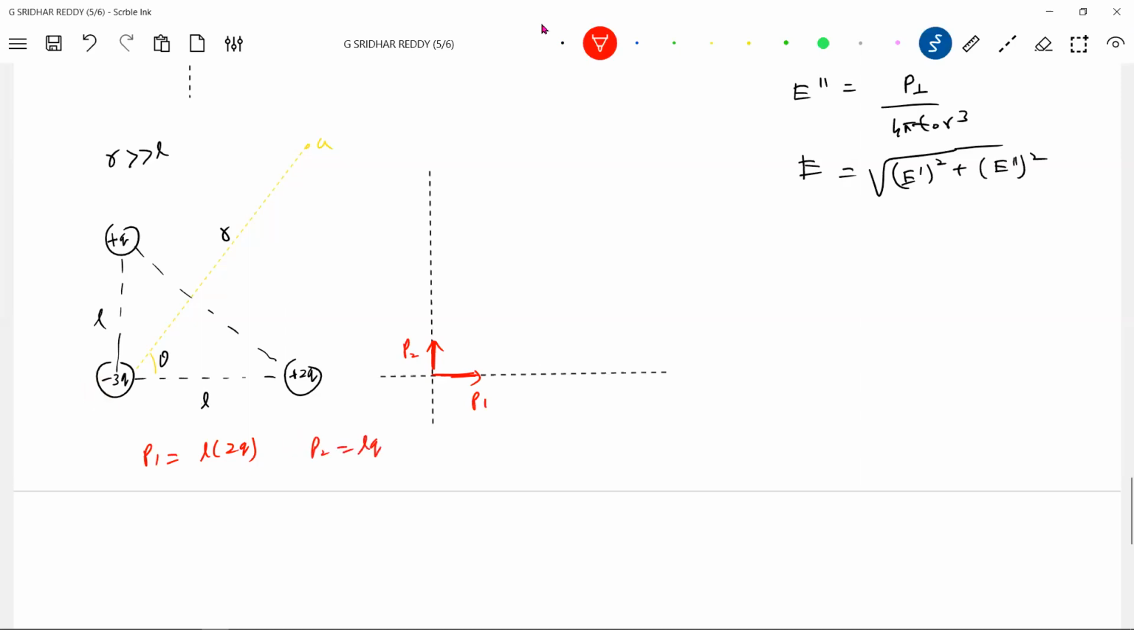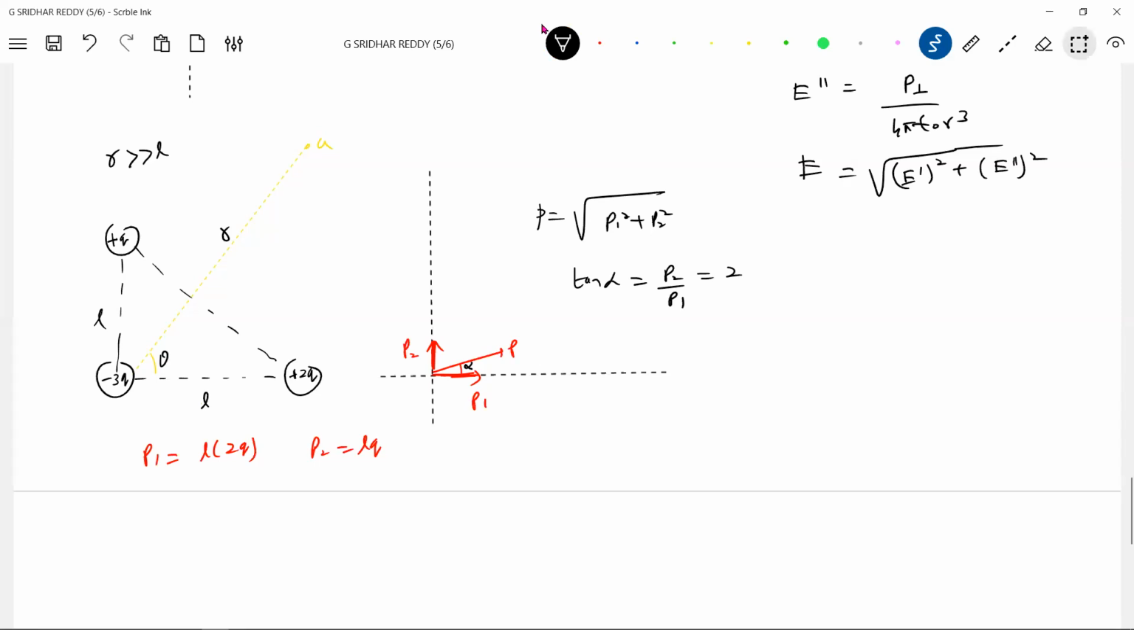The vector sum of this, how will it be? It should be near. Okay, let this make an angle alpha. So can we calculate the resultant dipole moment? P is equal to square root of P1 square plus P2 square. That we got. Can we get alpha? Tan alpha equal to P2 by P1. That should be equal to 2. Okay, I got the alpha.